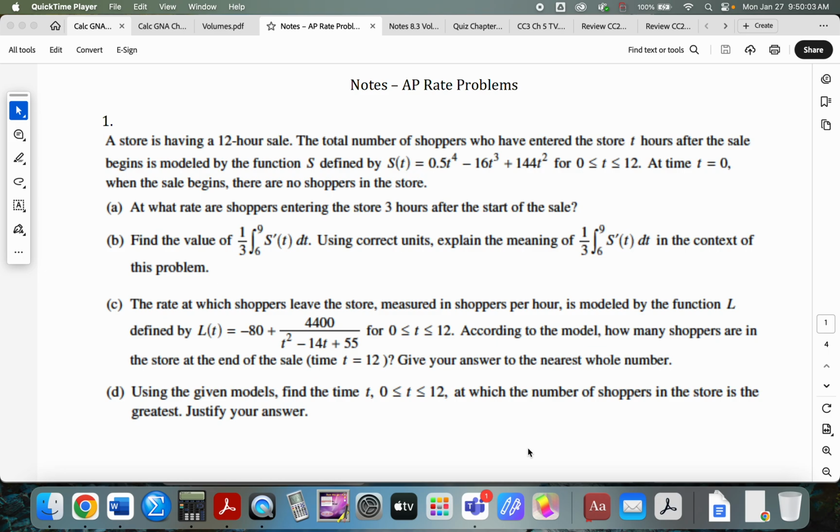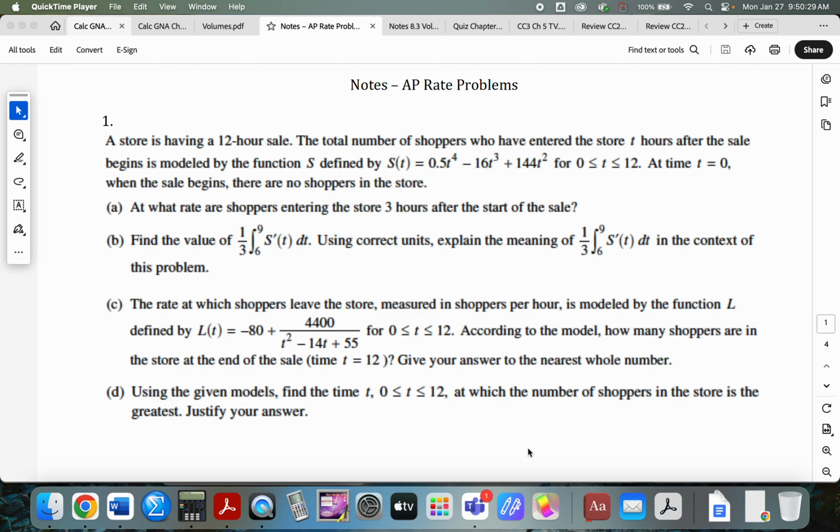Today we're going to look at rate problems. We've looked at this before as an application of the definite integral, but the College Board several years ago thought people don't understand this well enough, so we're going to up the ante a little bit. One of the things that happens on these is a lot of times you have two different rates going on at the same time.